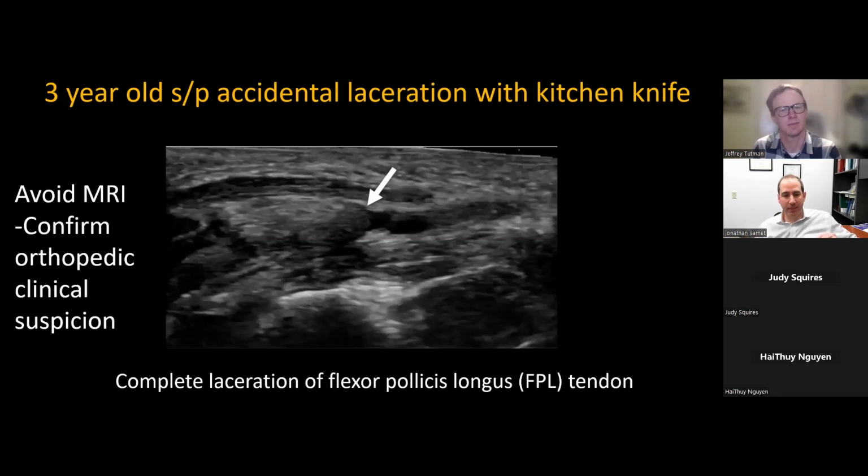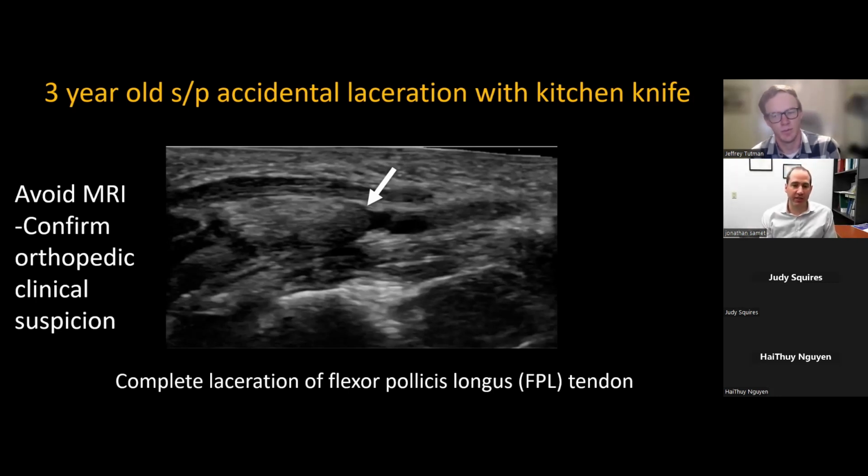This is another high yield area that I think you can get involved in, besides nerve injury: tendon injury. So nerve and tendon laceration is a really good place to start. It's sort of low-hanging fruit because, for example, this case was a 3-year-old who reached over on the counter and there was a knife and accidentally lacerated their thumb. Terrible story.